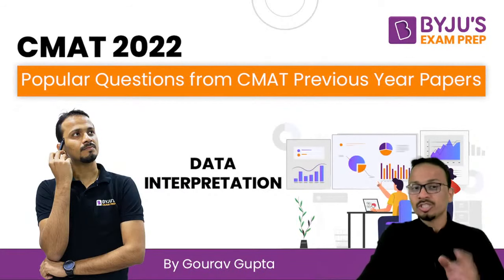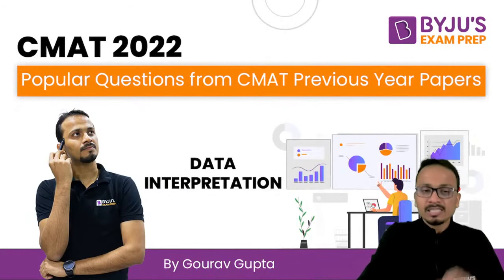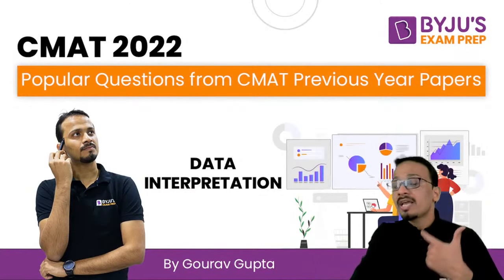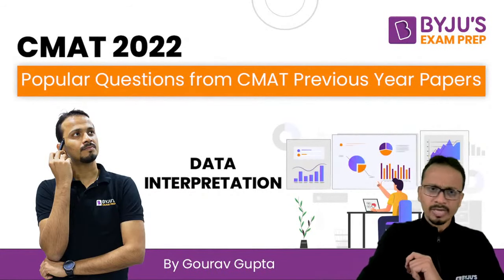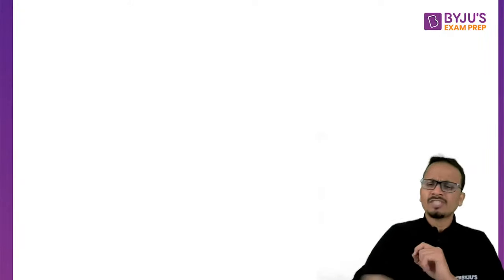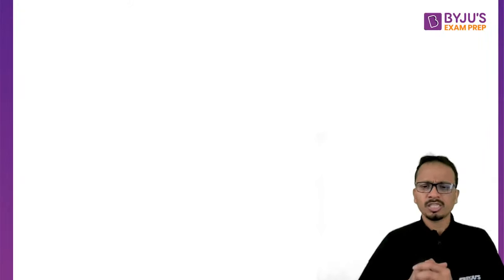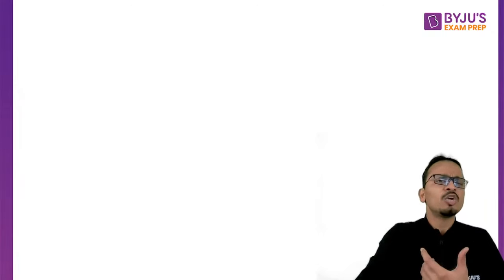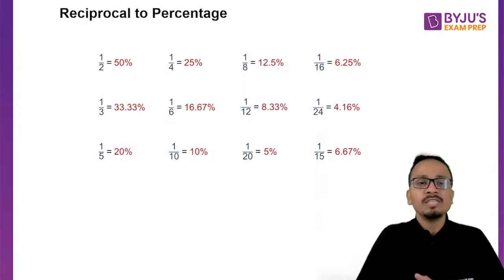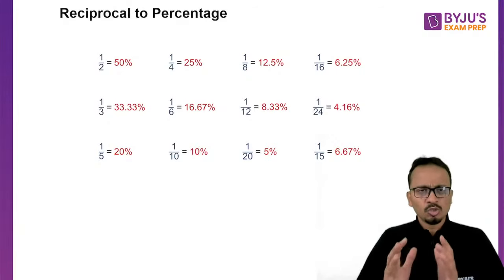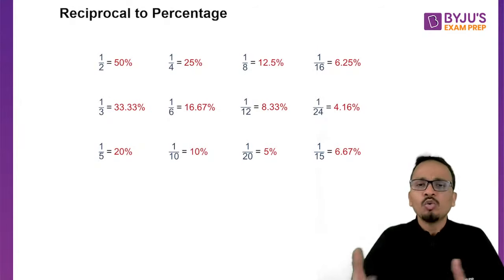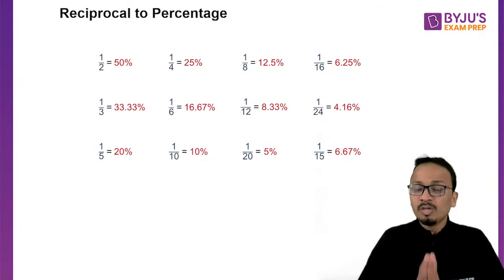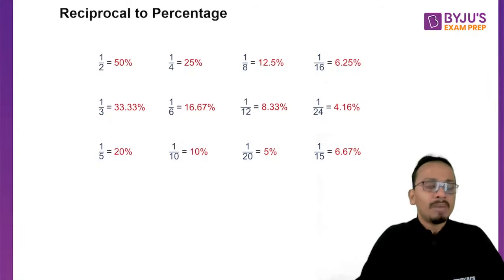Before I switch to the questions, let us look at one of the calculation techniques, one of the things that you must remember in order to save your time during the examination. One thing you all must have seen at the time of percentages: there is something called percentage equivalence of fractions, or reciprocals to percentages. For some fractions, if you remember their percentage equivalents, you will be able to perform these calculations in a much faster way.